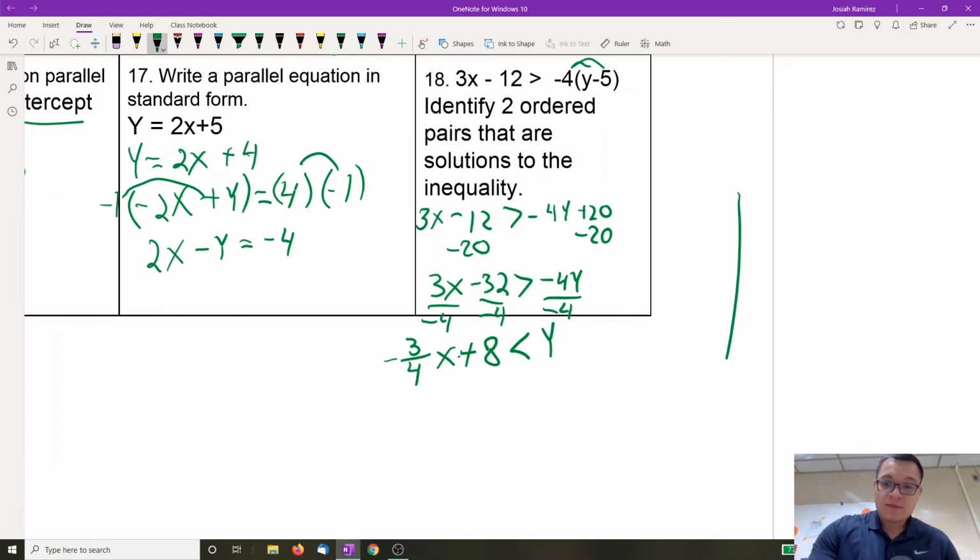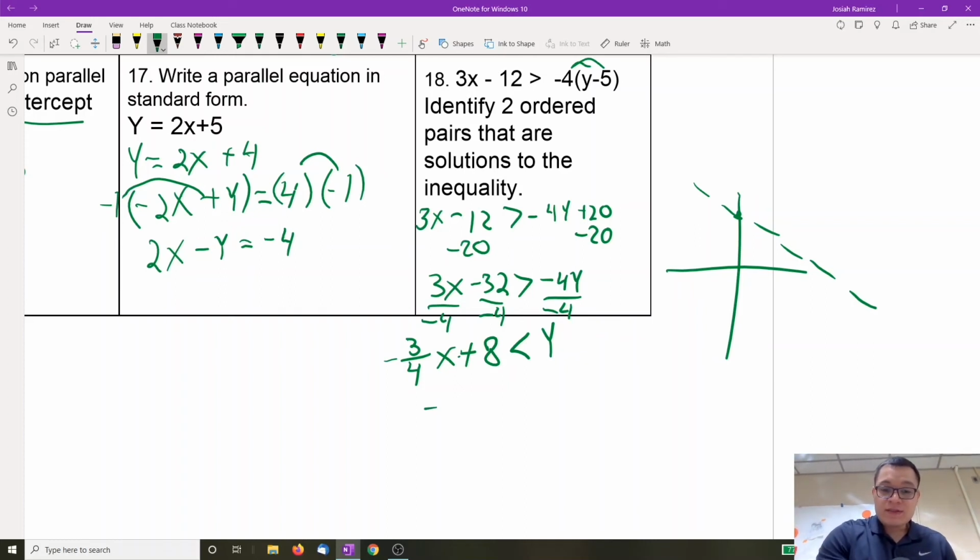Then, if I want 2 solutions, you could just guess a random x and y, but let's just go ahead and finish graphing this. We have a y-intercept of +8. We have a slope of -3/4. We are less than, so we are not less than or equal to. Let me change this to a dotted line, a dashed line.